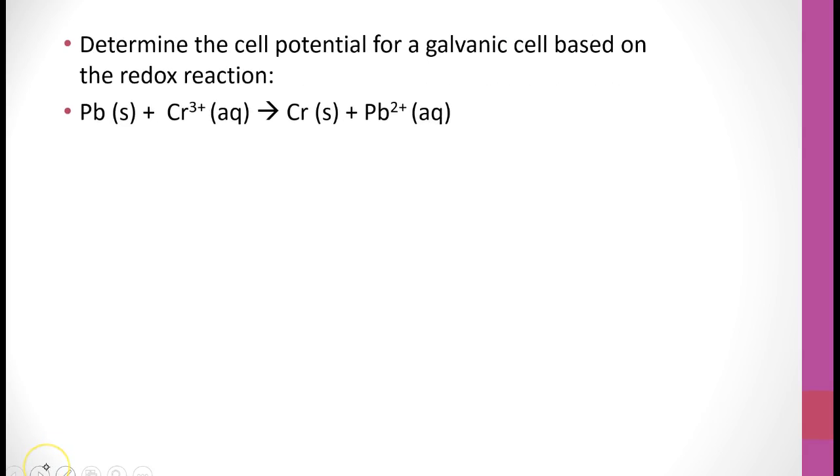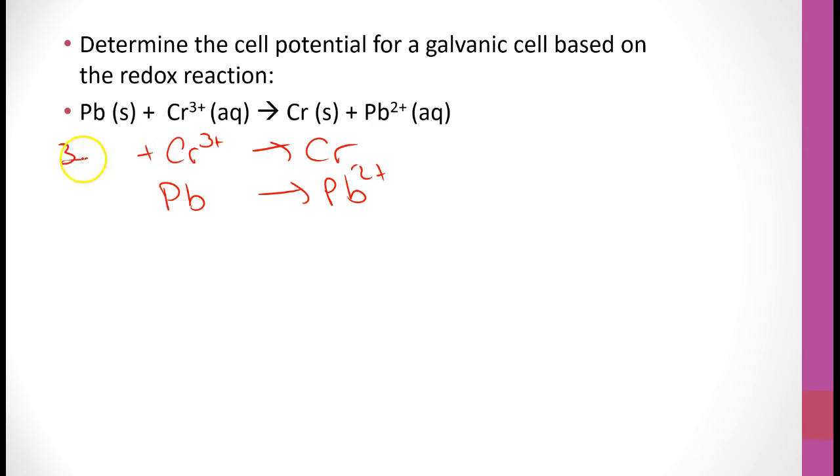So, I'm going to have you guys practice. I want you guys to look these up. What you have is Cr3+ goes to Cr, and Pb goes to Pb2+. Now keep in mind the electrons aren't written here, but if you wanted to, you would write 3 electrons here, which balances the charge to 0, and 2 electrons here. This one is being reduced. This one is being oxidized.